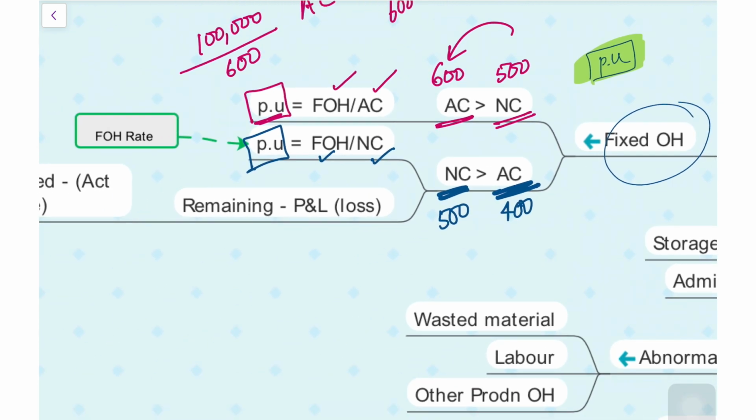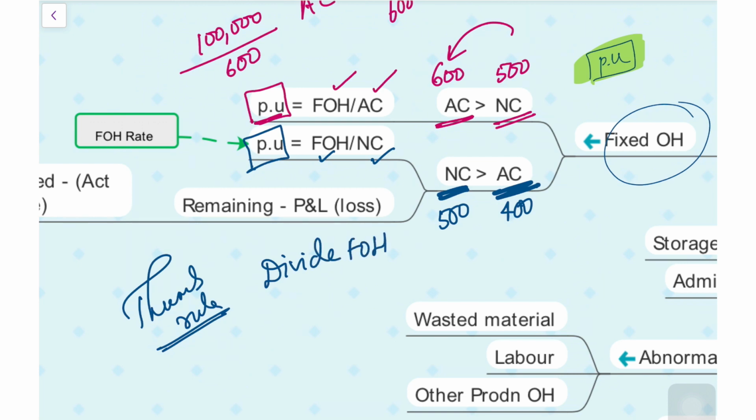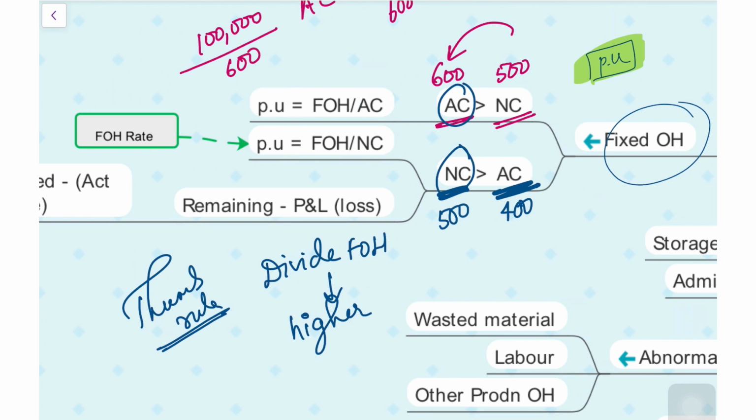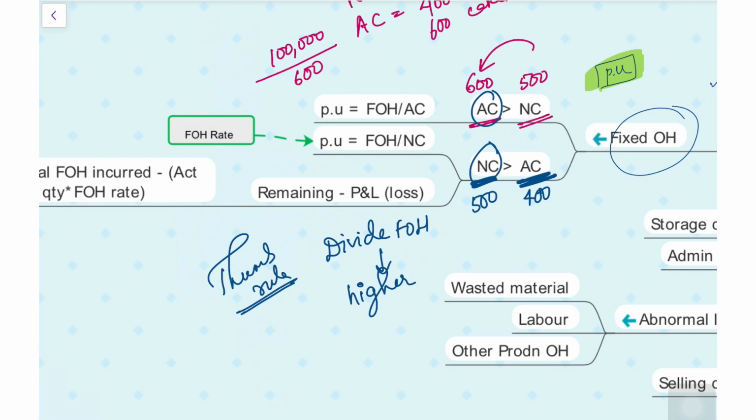So here there is one thumb rule that you have to remember. What is it? Divide your fixed overhead by whichever is higher. If your actual quantity is higher, divide the fixed overhead by your actual quantity and find out the per unit cost. If your normal capacity is higher, then divide it by the normal capacity and find out the per unit cost. So whichever is higher, divide by that and find out your per unit cost of fixed overhead. Okay, I hope you understood this. Any doubts here?